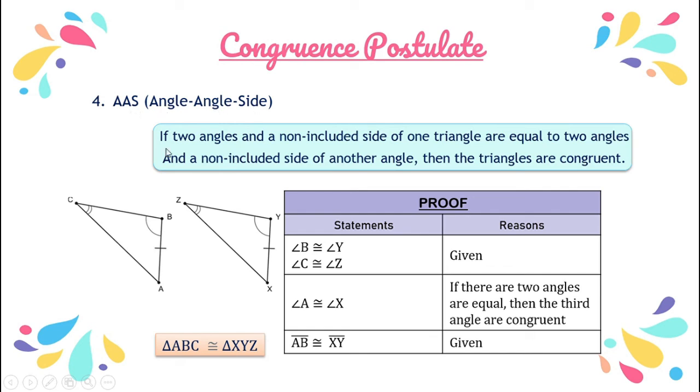The last one is AAS, angle, angle, side. AAS states if two angles and a non-included side of one triangle are equal to two angles and a non-included side of another triangle, then the triangles are congruent.